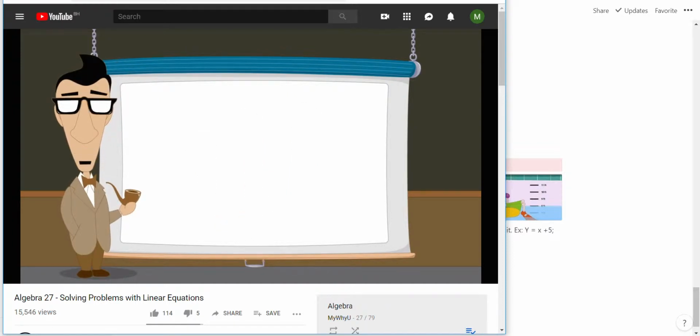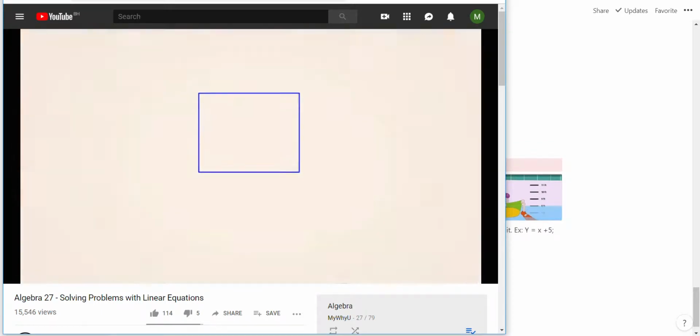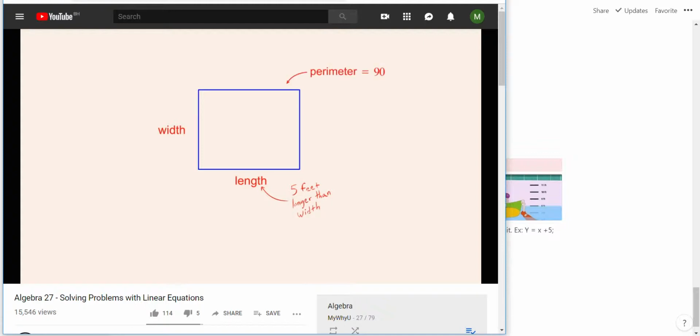Now let's try an example involving the perimeter of a rectangular room. We are told that the length of a rectangular room is 5 feet longer than its width. If we know that the perimeter of the room is 90 feet, then what are its length and width? Since we want to find the room's length and width, we can assign the unknown variable to either of these quantities and then write the other quantity in terms of that variable.